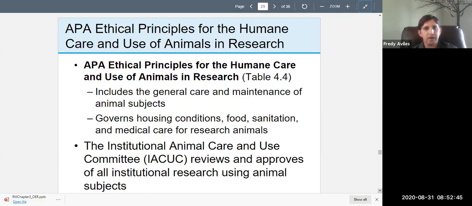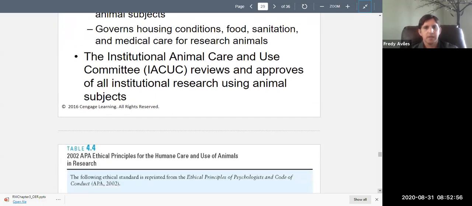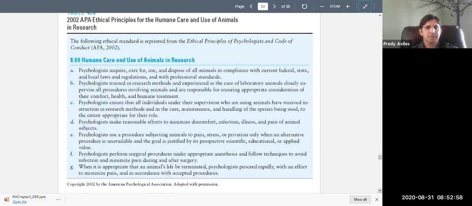The Institutional Animal Care and Use Committee reviews and approves all of the institutional research using animal subjects. Okay, so there's a group of people who reviews this research. And here are some of the guidelines here. There's guidelines about how you acquire, care for, use and dispose of the animals.